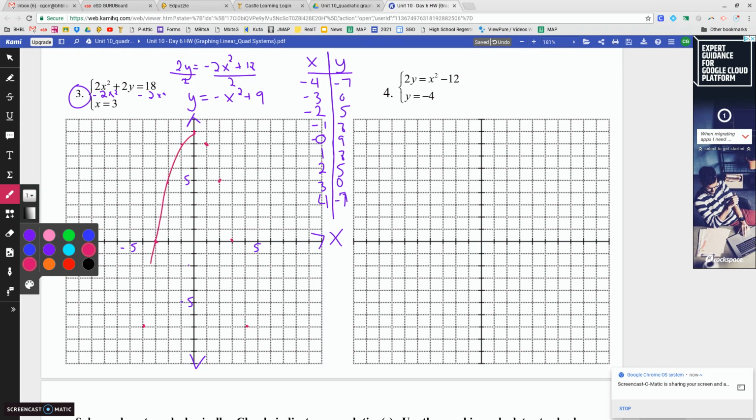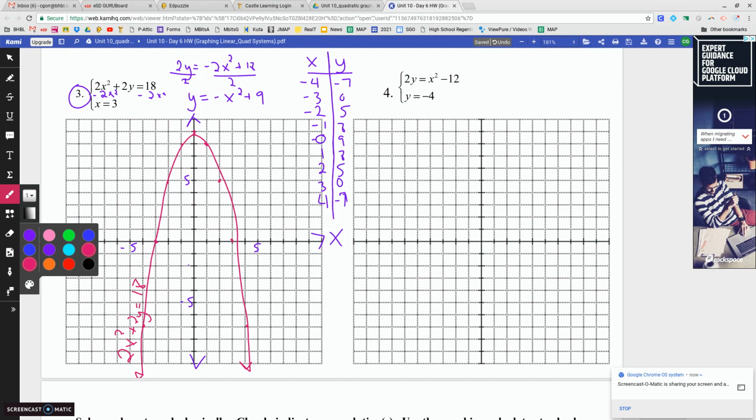All right, so draw the parabola. Oh, I did not do a very good job drawing that, so hopefully you're going to do better when you don't have a stylus in your hand. And I'm going to label that equation for myself. I'm going to label that with the original, remember? So 2x squared plus 2y equals 18.